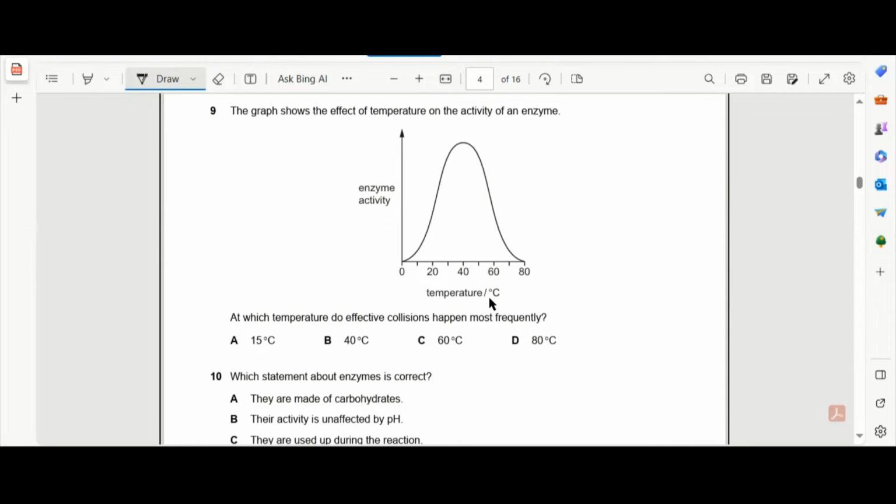Number 9, the graph shows the effect of temperature on the activity of an enzyme. At which temperature do effective collisions happen most frequently? As we can see, around 40, we have the highest enzyme activity. So 40 degrees Celsius will be the only correct answer. That's the temperature at which there is high enzyme activity. That means more enzyme and substrate complexes are created, and there are more collisions taking place.